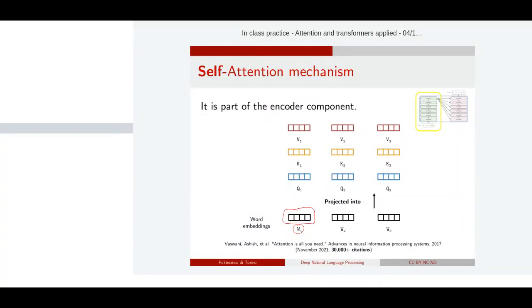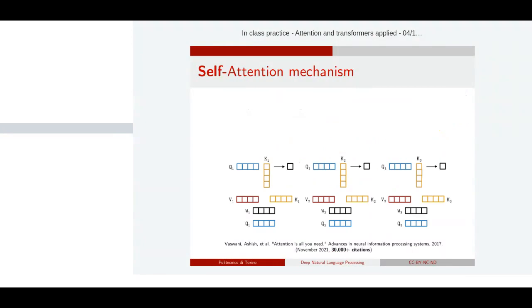The first thing we do is to project this vector into 3 different vectors. We call them query, key, and value vectors. So each word is then associated with 3 different vectors, a set of vectors for each word. And we have these query, key, and value vectors because they will be used to compute the self-attention, and the attention mechanism in general.